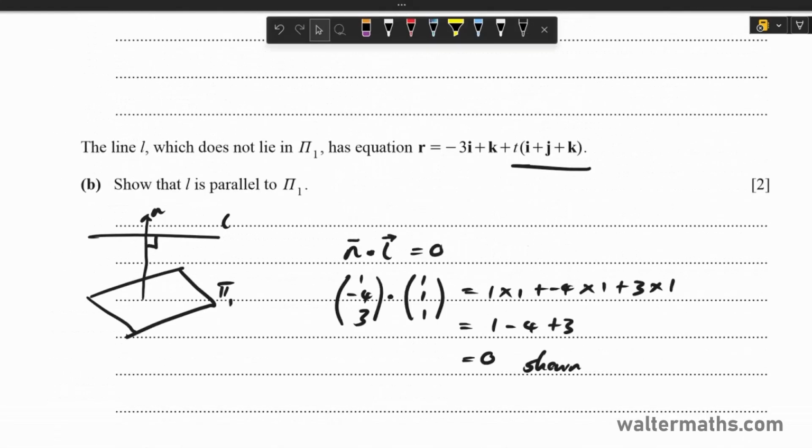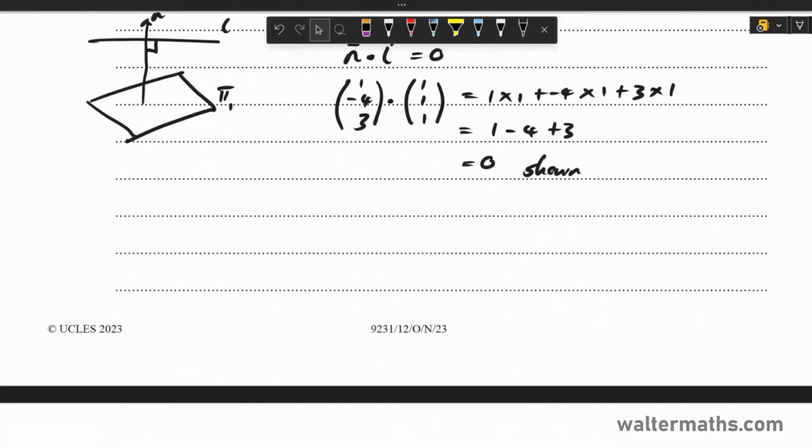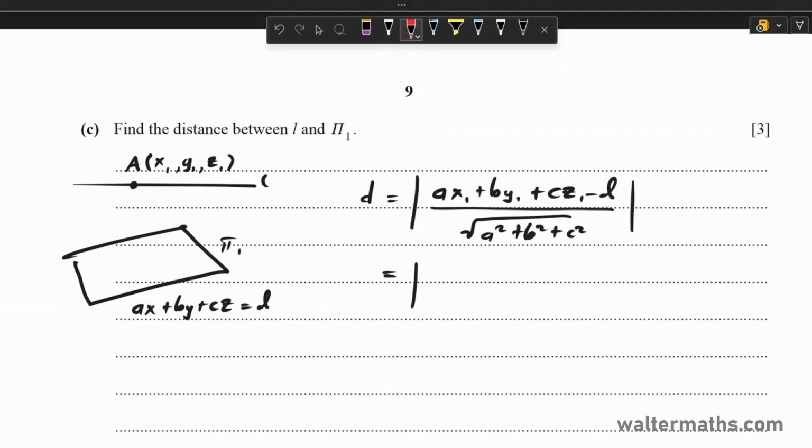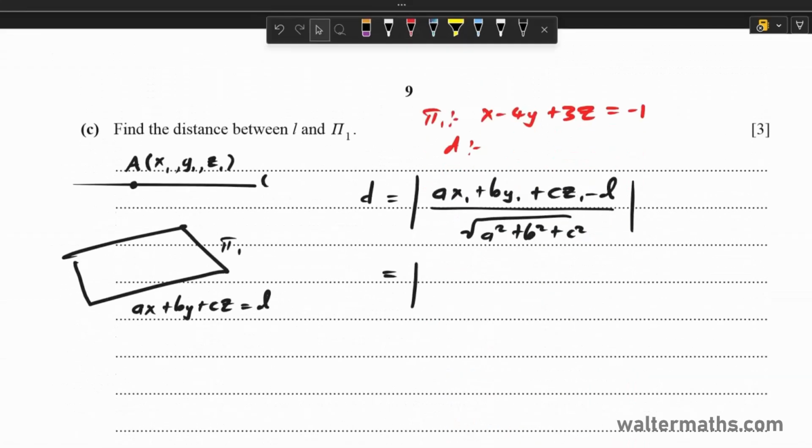If we go back, the equation of the plane, we got it to be x minus 4y plus 3z equals minus 1. So that's what we're going to use right here. So the plane pi 1 has equation x minus 4y plus 3z equals minus 1. And a point on L1, which I'm going to call A, will have coordinates. We'll take this part of the line L, which is a point on the line L, which is minus 3, 0, 1. So minus 3, 0, 1.